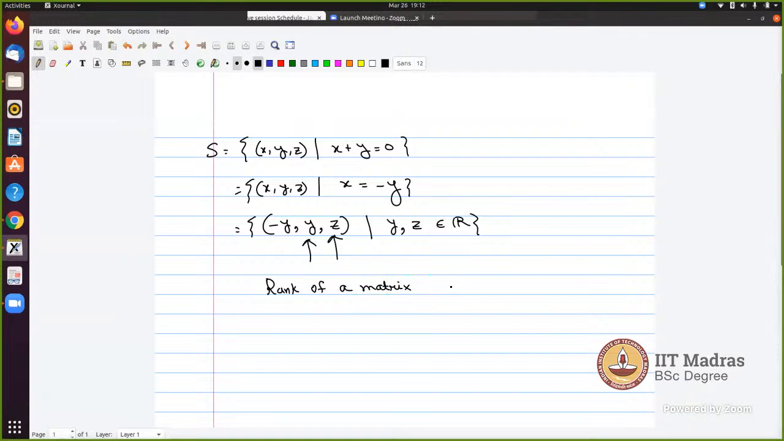If it's an m into n matrix, then the rank will be n, right? Not really. What is the rank of this matrix? 3, right? We have to calculate that. Rank is 2.